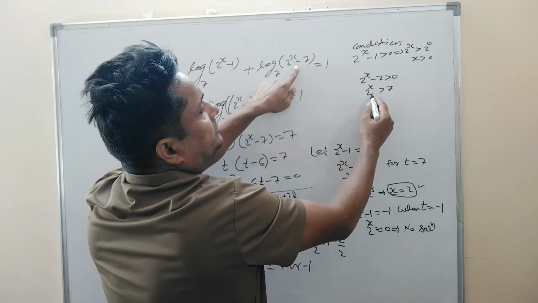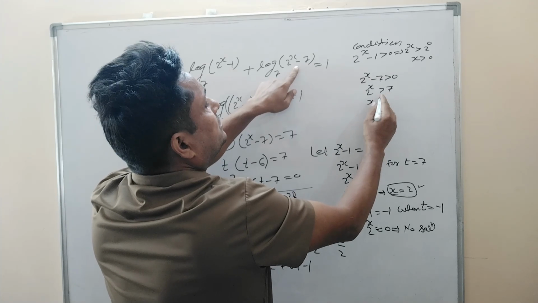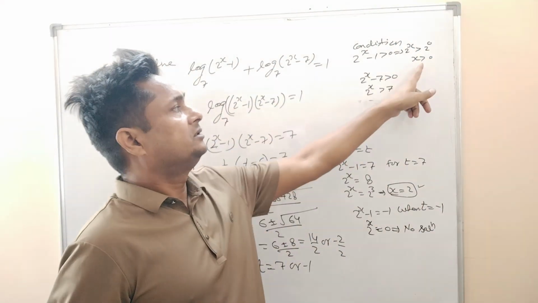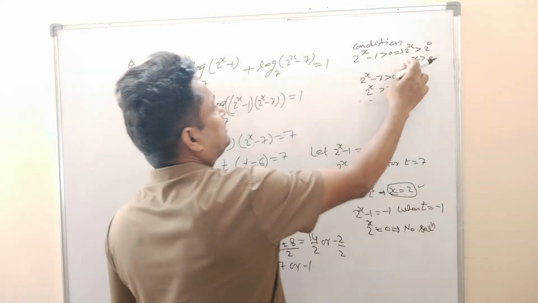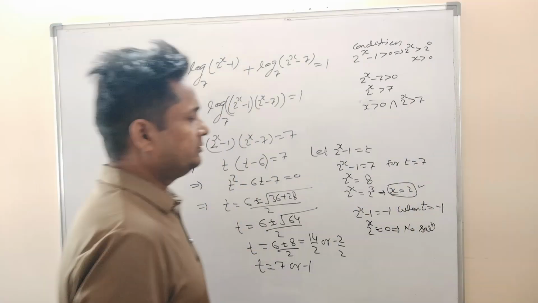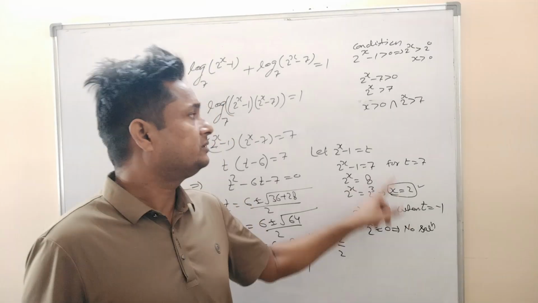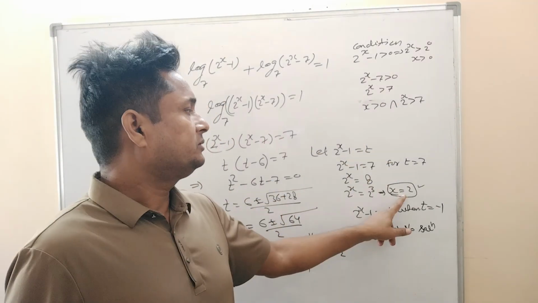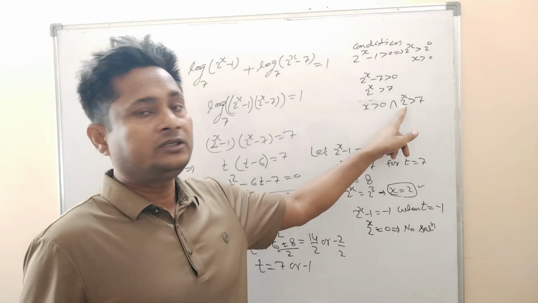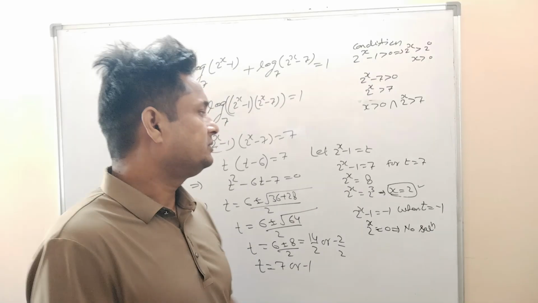Right? So these are the two conditions. That means you have to take the intersection of x greater than 0 and 2 to the power x greater than 7. Now the answer is coming, x is equal to 2. So we have to check whether these two conditions are satisfied or not. x is equal to 2 is included in this one, and if you put x is equal to 2 here, it will be 4. 4 is not greater than 7, so this is rejected.